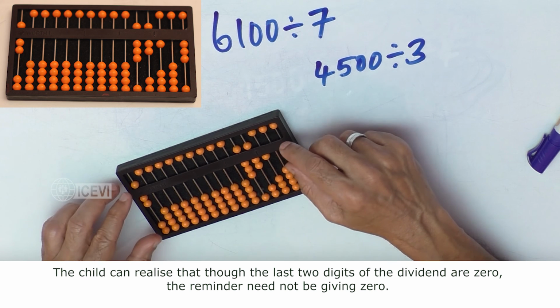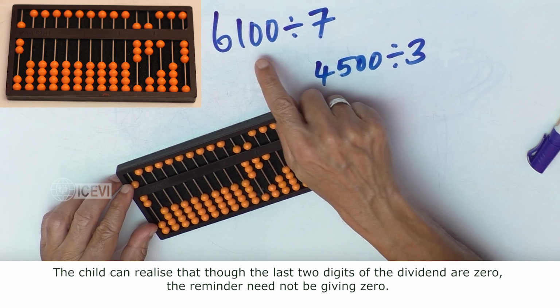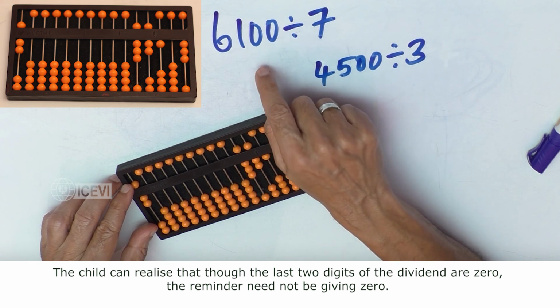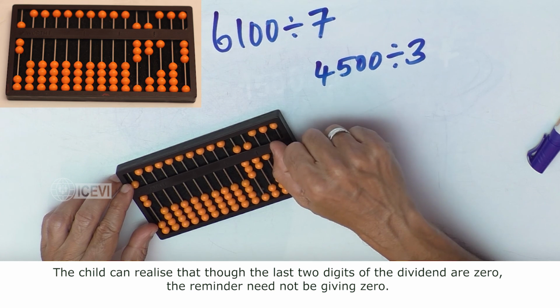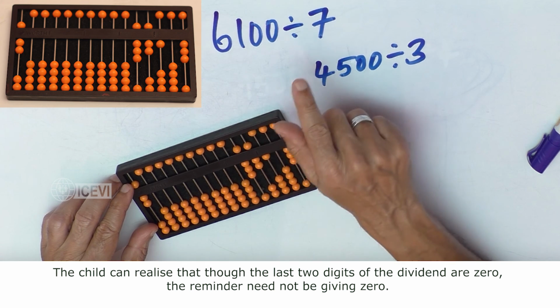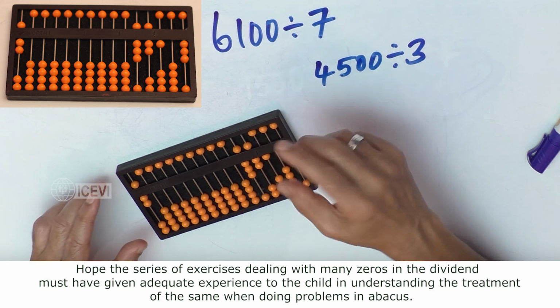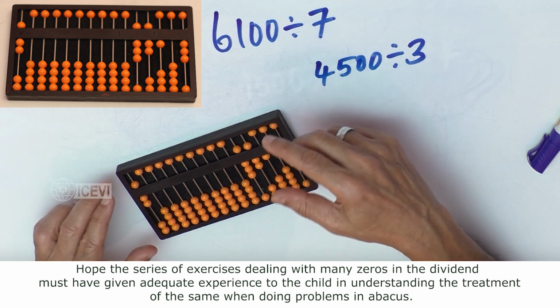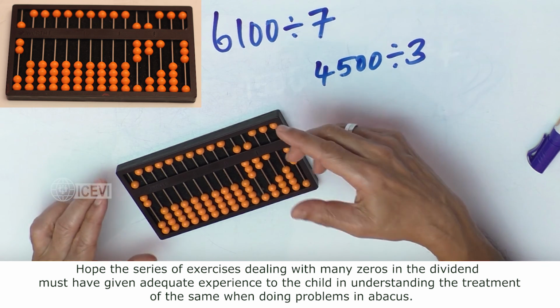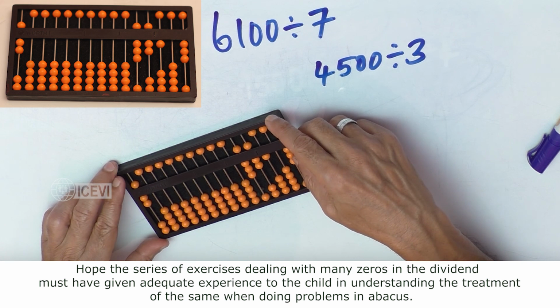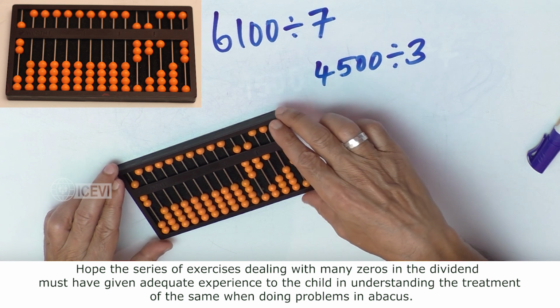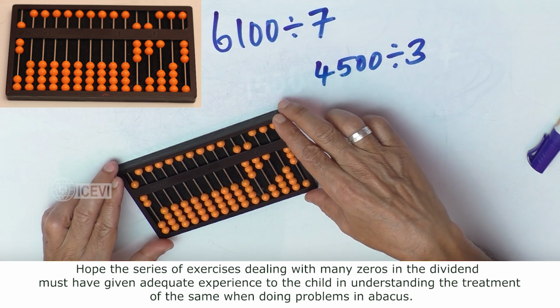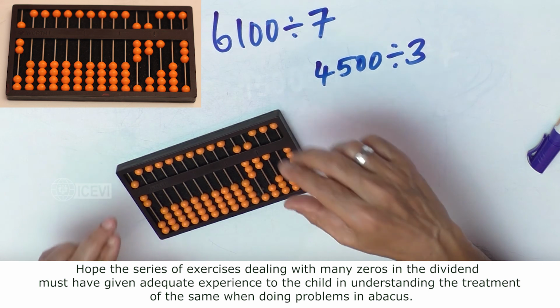The child can realize that though the last 2 digits of the dividend are 0, the remainder need not be 0. Hope the series of exercises dealing with the many zeros in the dividend must have given adequate experience to the child in understanding the treatment of the same when doing problems in Abacus.